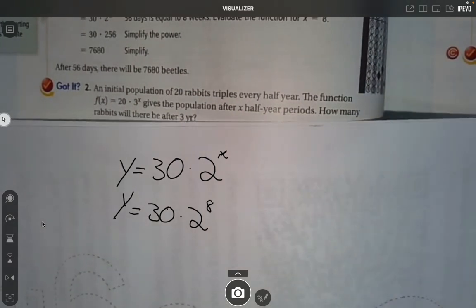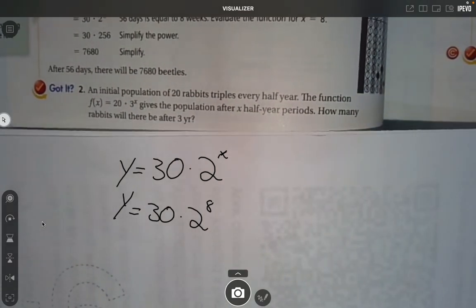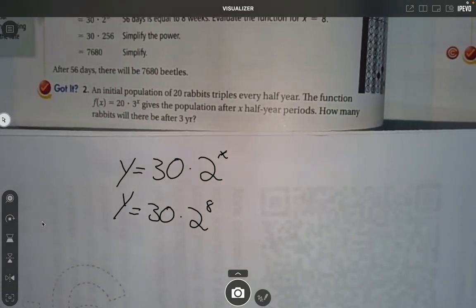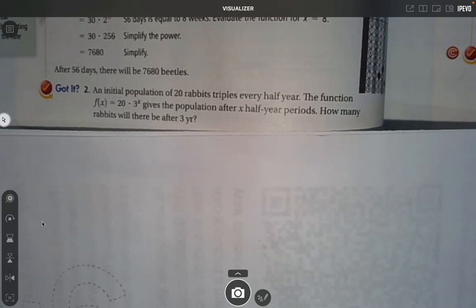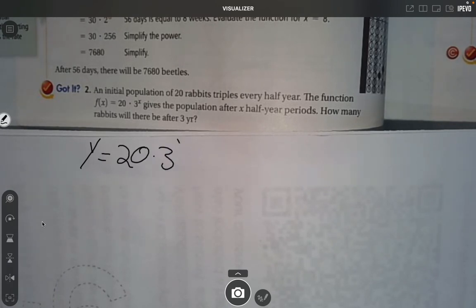It says you have rabbits and they triple every half year. All right? And then they give us a function. Thank goodness you don't even have to write your own function. They say, okay, you start with 20 rabbits and it's tripling. That's why your base is 3. Then you have your x, and it says x represents half a year. So how many will there be after 3 years?